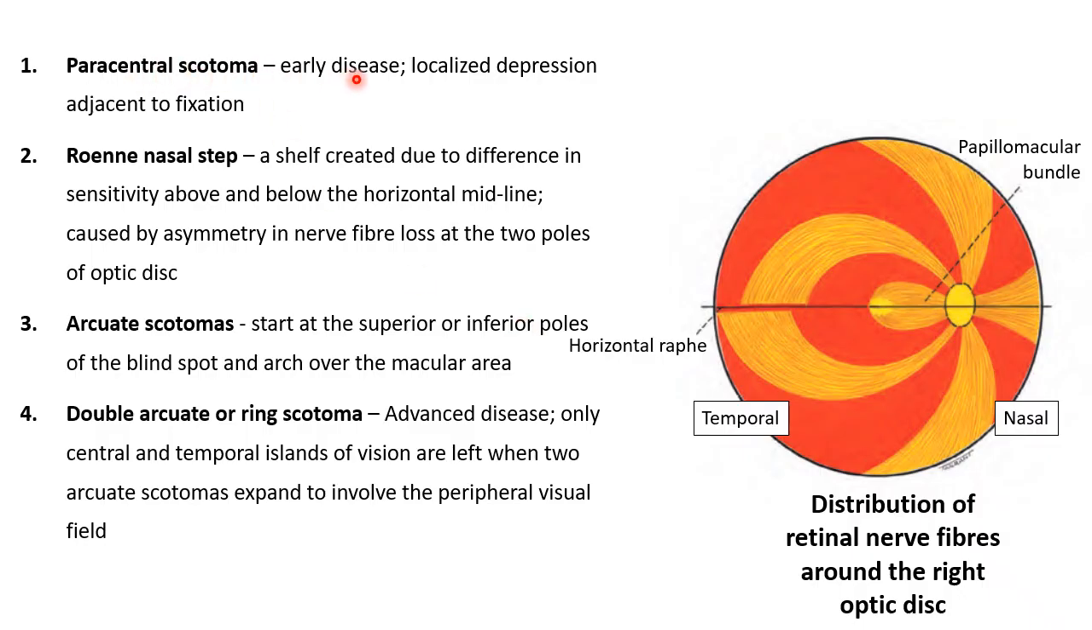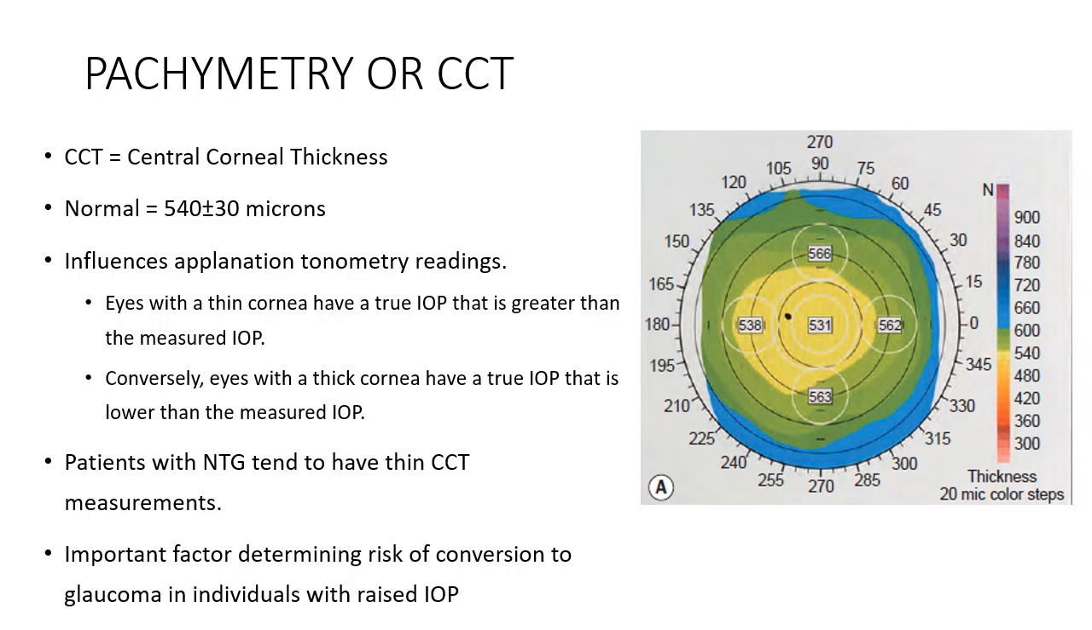You know about paracentral scotomas, arcuate scotomas. Again, arcuate scotomas affect these fibers, right? And double arcuate scotoma is when the whole thing is affected. So that is just some of the important glaucomatous field defects that you should be aware of.